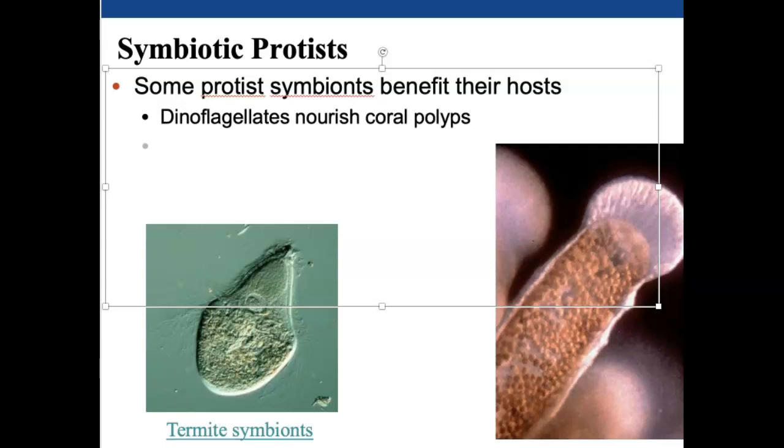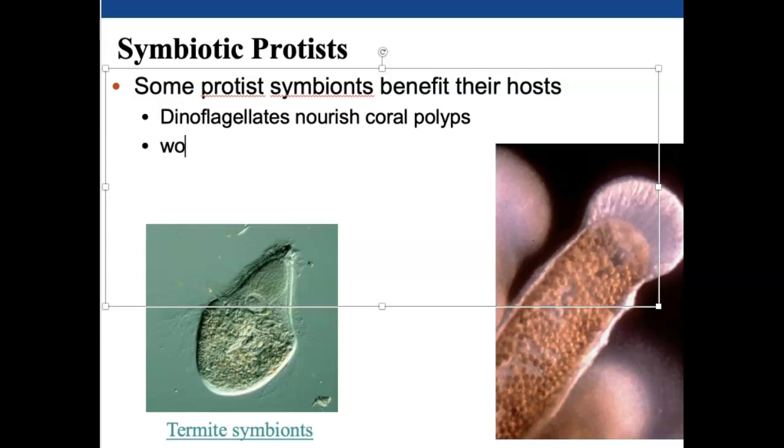So we talked about the dinoflagellates and coral. Well, all these little red dots or pinkish dots here, those are dinoflagellates inside of the coral polyp here. There's your coral polyp. So that's a huge benefit. They run photosynthesis and provide the coral polyp with, it's estimated, about 95, 97% of the coral polyp's energy. So an incredibly important ecological role.